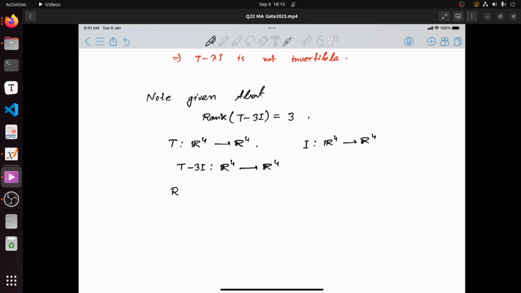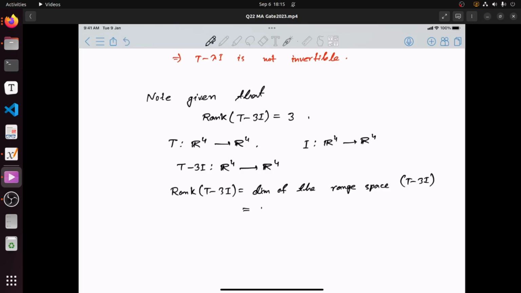So rank of T minus 3I is the same as the dimension of the range space, right? Dimension of the range space of T minus 3I. So this is the definition of the rank, right? Dimension of the range space of T minus 3I.